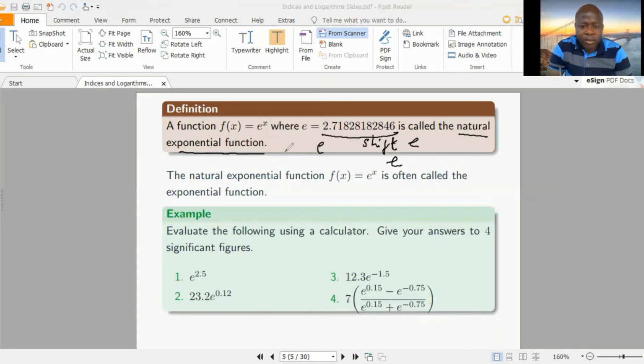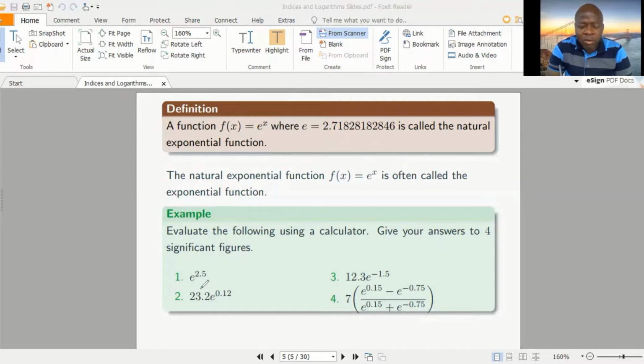Now, e raised to x is the exponential function. So all of this, e raised to x, is the exponential function, and the base here is now e. The base is e, not 2, not 7, and so on. Now, we just want to use our calculators to evaluate this.